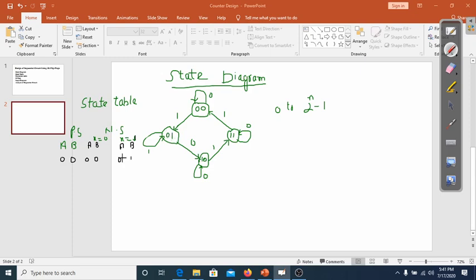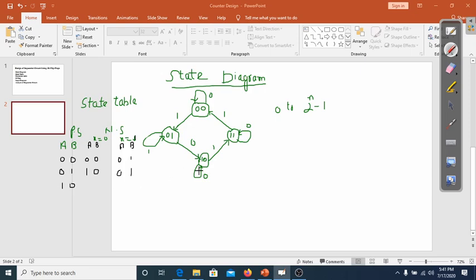Now 0 1 is the present state, and it again has two next states depending upon the input. When the input is 0, the next state, as you can see, is 1 0. When the input is 1, there is no change, the next state remains the same, which is 0 1. Now again the present state is 1 0.